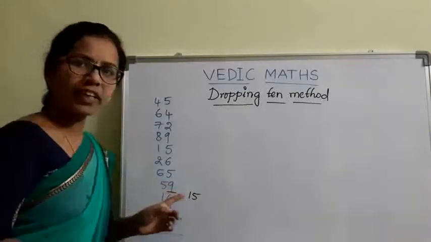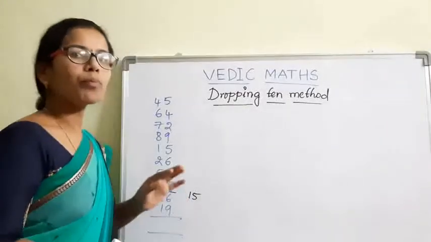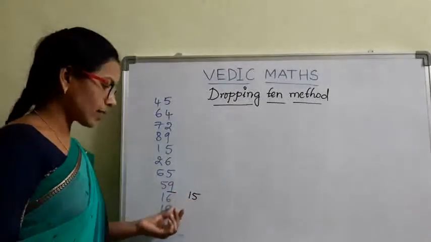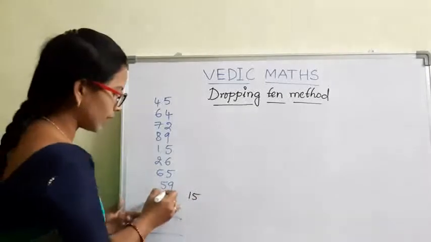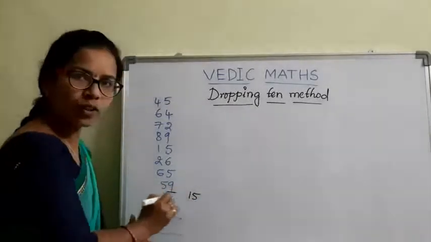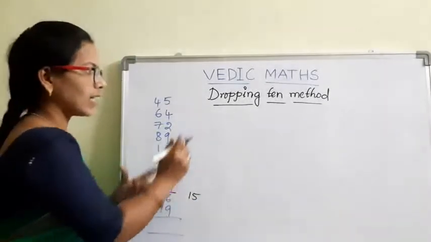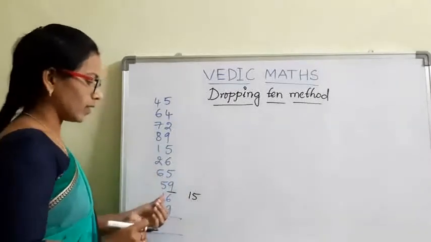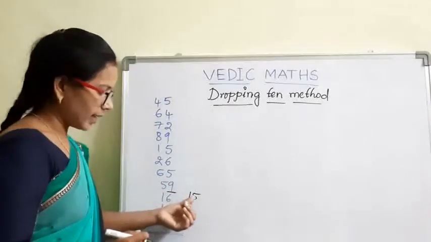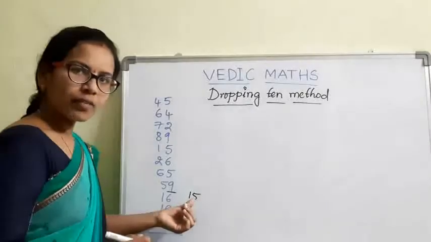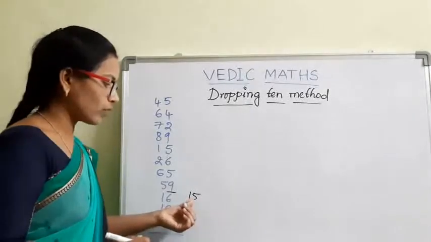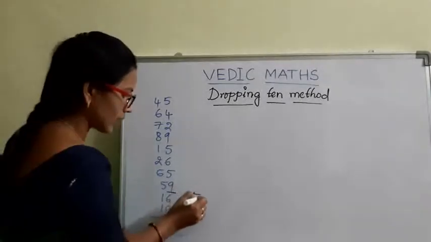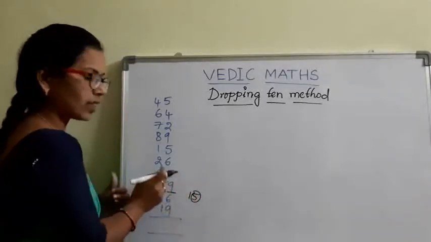When we get the sum equal to 10 or more than 10, then we have to drop 10 there. While dropping, we have to draw the line. So that is the line method, the dropping 10 method. Here we drop 10, and we have 5 more than 10. So we carry this 5 to the next number.